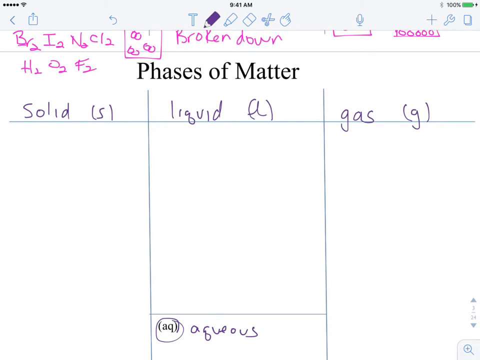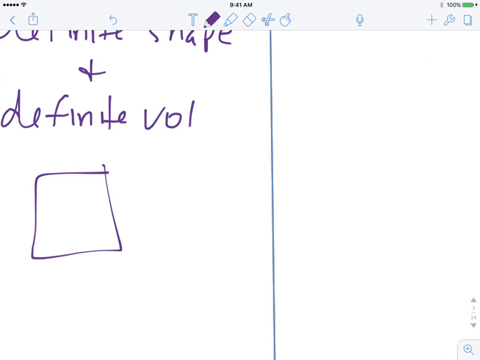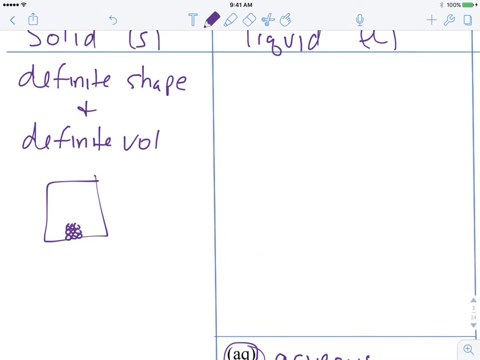Now if you are solid, you have a definite shape and a definite volume. If I were to draw a solid, I can zoom in here, I would have this definite shape and a definite volume. I could measure the volume and I could measure the shape. I could take this solid out of that container, put it in another container, the shape will be exactly the same, the volume will be exactly the same.